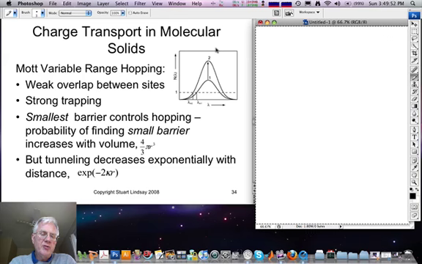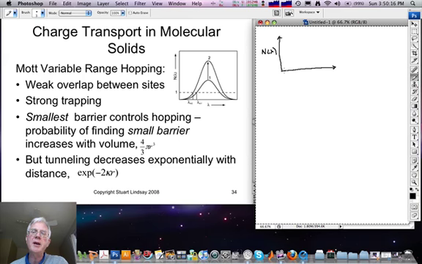The description of this type of transport, or one description, is Mott variable range hopping. The idea is that we can assume in a molecular solid that the reorganization energies, which in turn depend on local fluctuations, are randomly distributed. So if we plot a distribution of the number of states available with a given reorganization energy lambda, they might follow some Gaussian distribution like this.